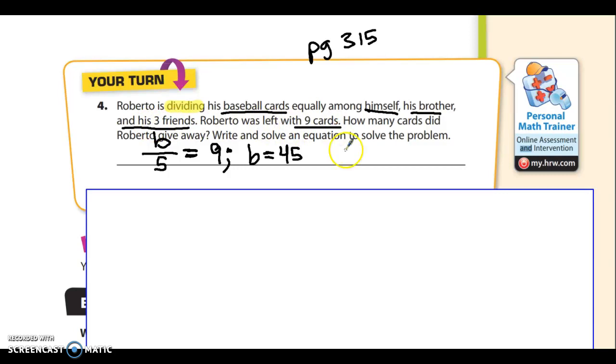Well, he started with 45 cards, and he ended with 9. Well, that means that he didn't give away all 45. He kept 9. So he's going to subtract 45 minus 9, and you're going to get 36. The answer is he gave away 36 cards.